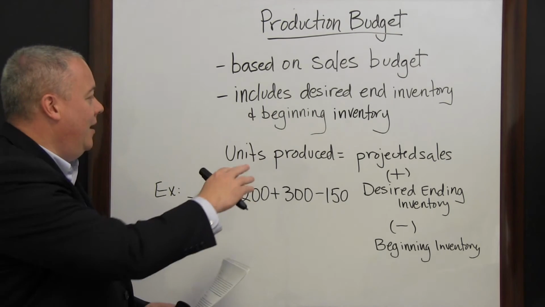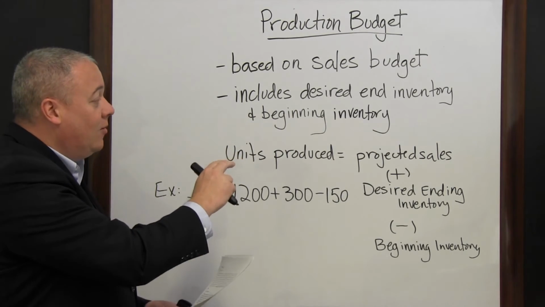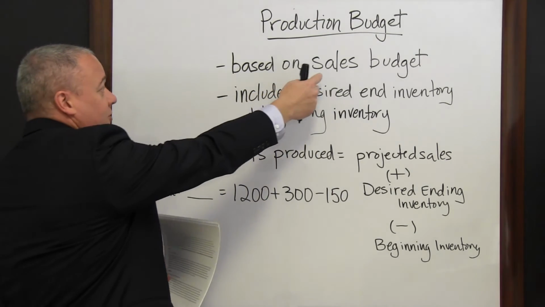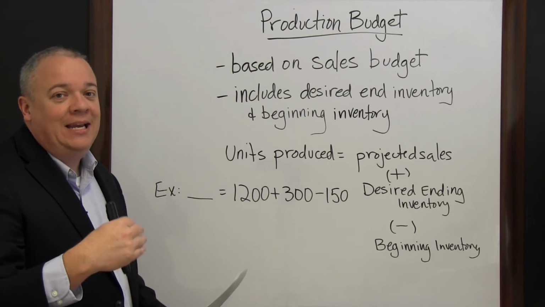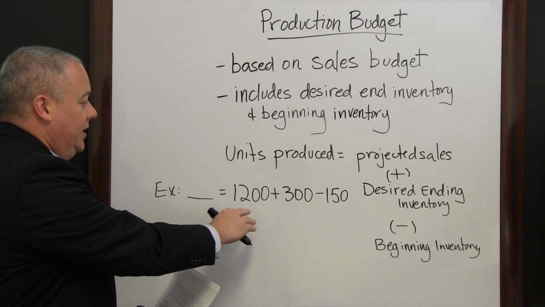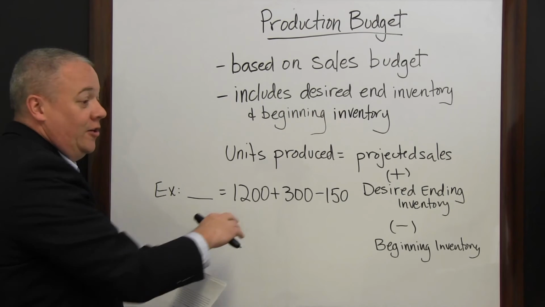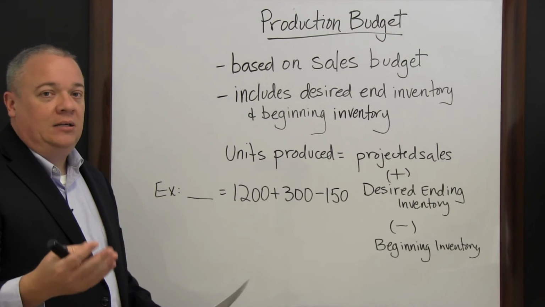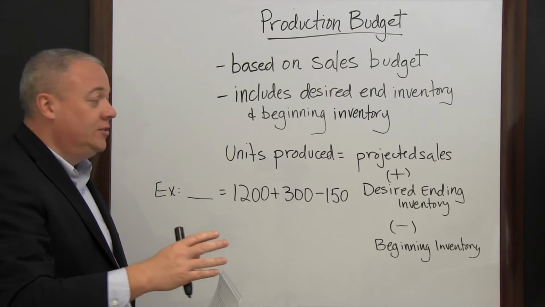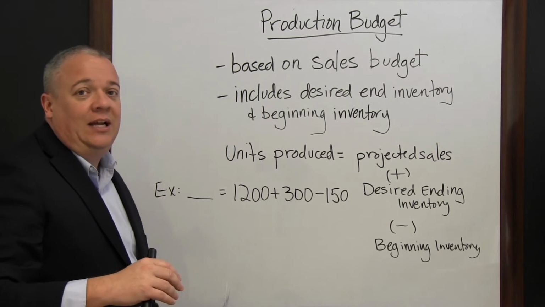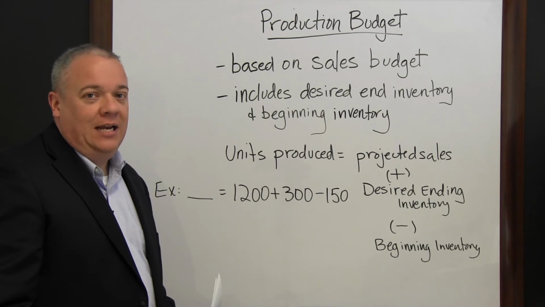To give you an example, we have here a basic equation. Units produced equals our projected sales, this is our sales budget, plus our desired ending inventory minus our beginning inventory, how much we have on hand. So in our example here, let's say whatever it is that we're manufacturing, projected sales are 1,200 units for the budget period. We'll say 1,200 units for the first quarter maybe. So we project to sell 1,200 units. We want 300 units left on hand at the end, and we've got 150 on hand right now.